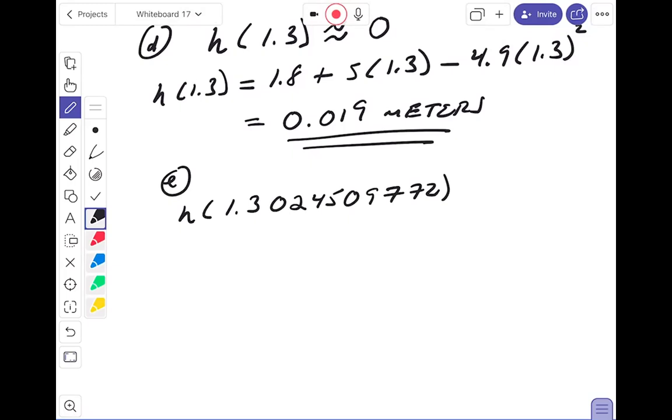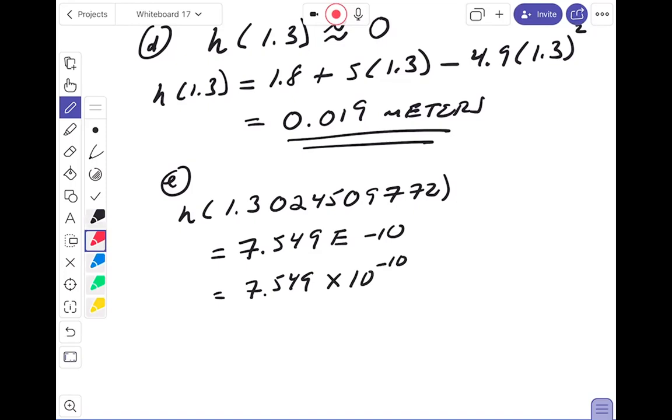Just give me a second. A lot of typing, right? So it's 1.8 plus 5 times that number minus 4.9 times that number squared. That's a lot of typing, right? So I'll tell you what I get on my calculator. And again, when I say what I get on my calculator, I'm getting this number over here, 7.549. I'm just copying. Then I see this letter E, and I see minus 10. I want to tell you what this means to me. It means 7.549 times 10 to the minus 10.